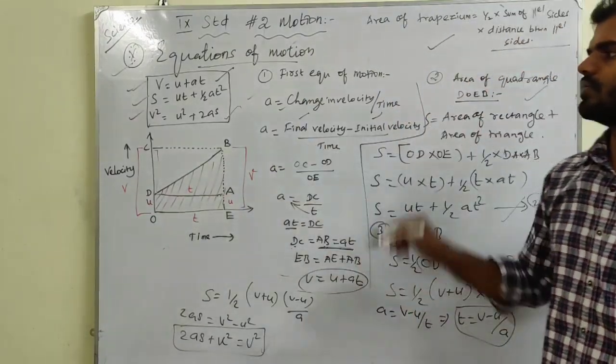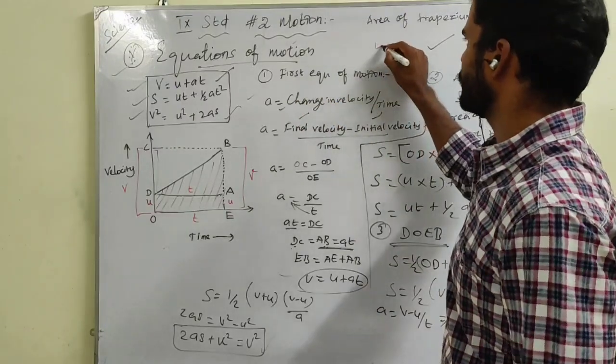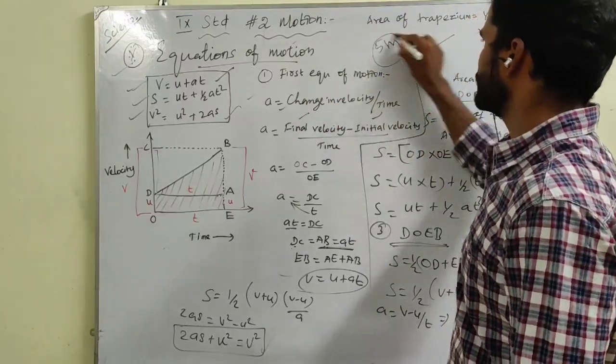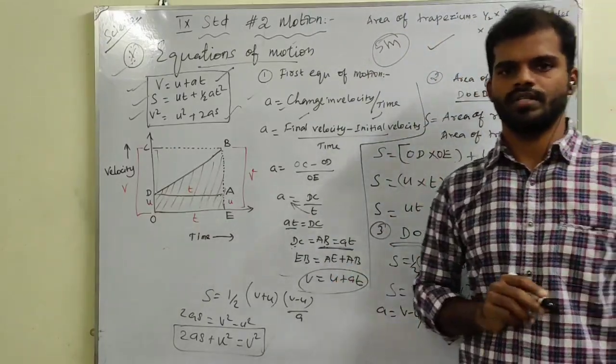We got it. So these are the three important equations of motion. That is an important 5 mark question. Without this question, you will not get a question paper. Okay, so it's a very important question.